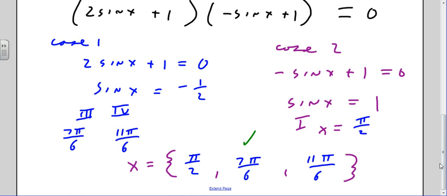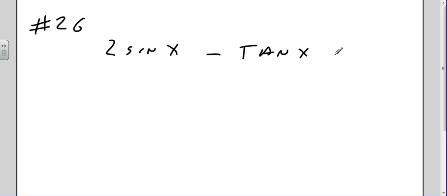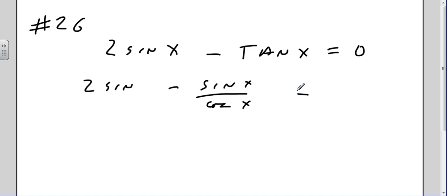Okay, we'll move down to problem number 26. Number 26, I have 2 sine x minus tangent x is equal to 0. Okay, I'm going to change the tangent to sine over cosine. I'm going to multiply everything by cosine.